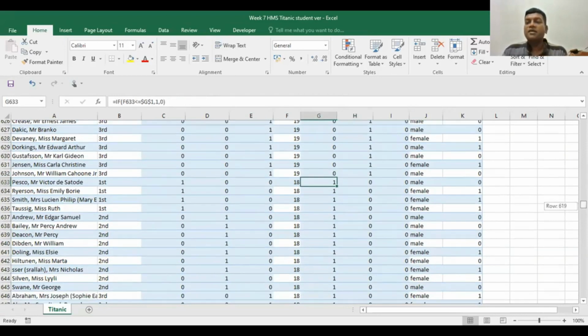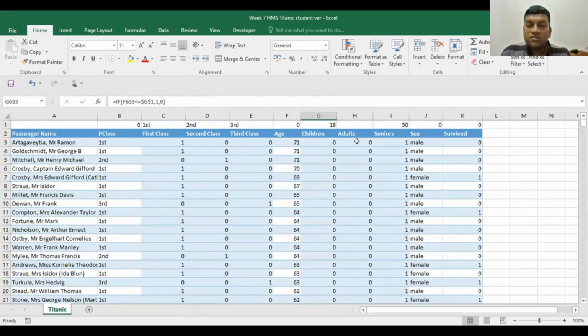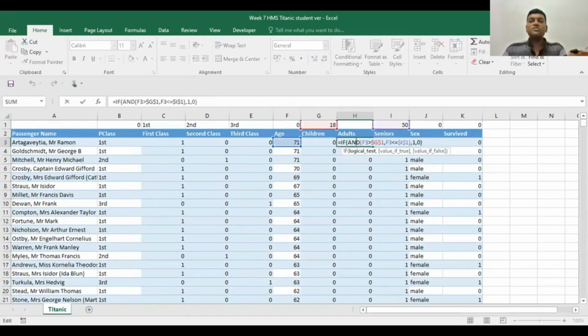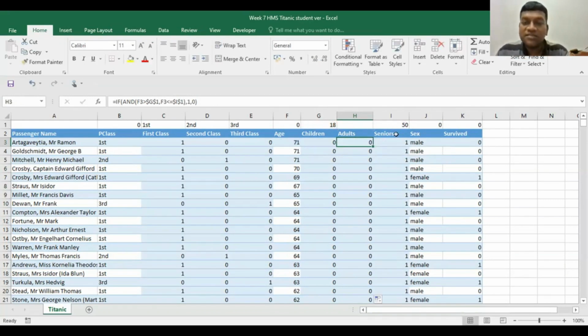Okay, fine. I'll hover over this formula once again. So the AND condition is testing for two criteria: if F3 is greater than G1, and second, if F3 is less than 50. If both these criteria are satisfied, you give the value 1, else you get 0. Okay. So now we have this data also. We have classified into children, adults, and seniors. Now we also want a gender classification. So let's look at that as well now.